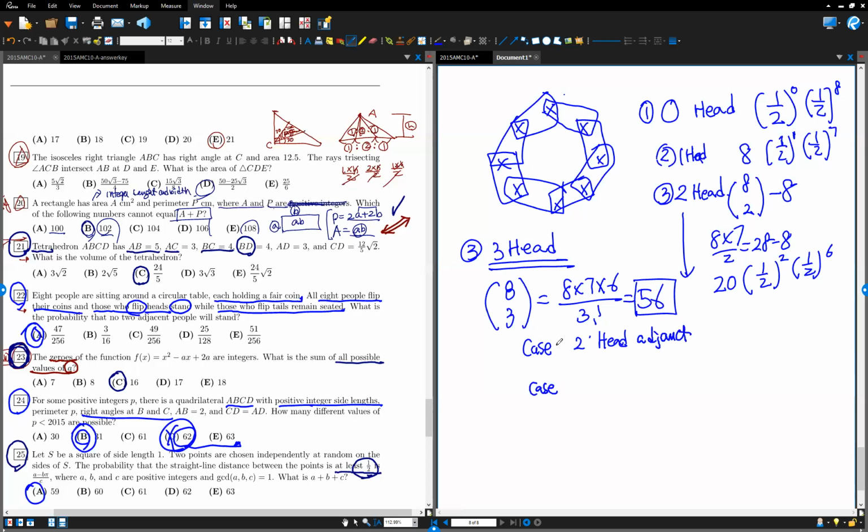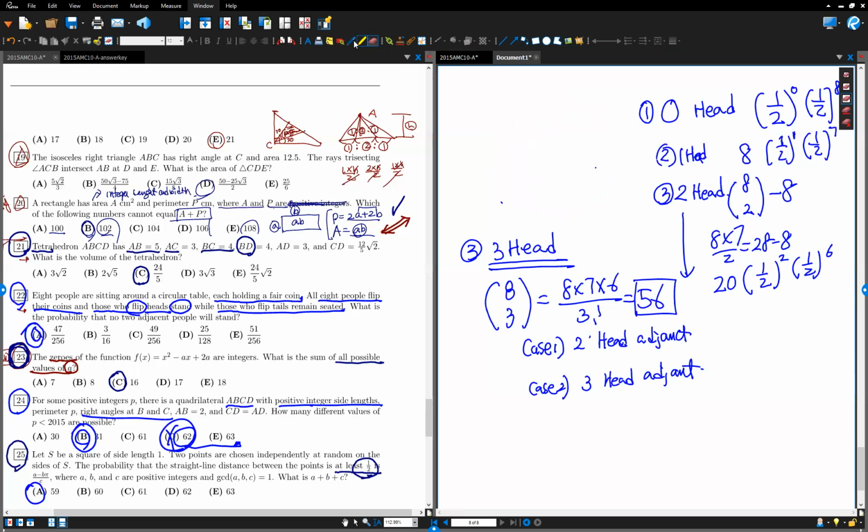Case 2 is all 3 heads adjacent. We take up the non-adjacent ones, right? How can you find 2 adjacent? I'm going to do this one more time. 2 adjacent: 1, 2, 3, 4, 5, 6, 7, 8. This one, 2 adjacent only. The other one is okay. So where is the possible case? The other one can be here, here, here, here, if we choose these 2, right? Each case is about 4 times.